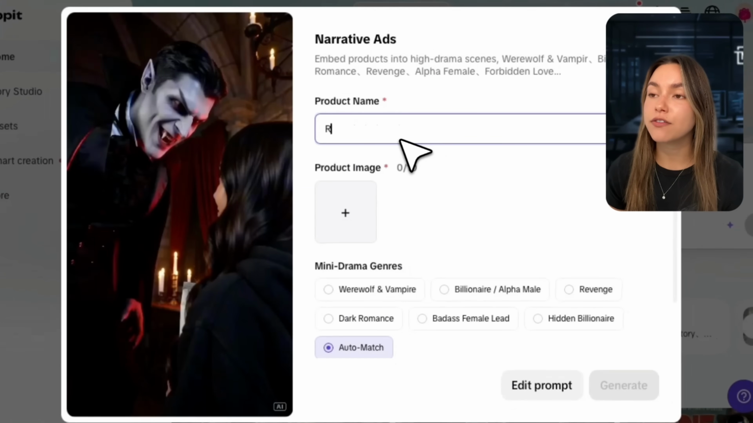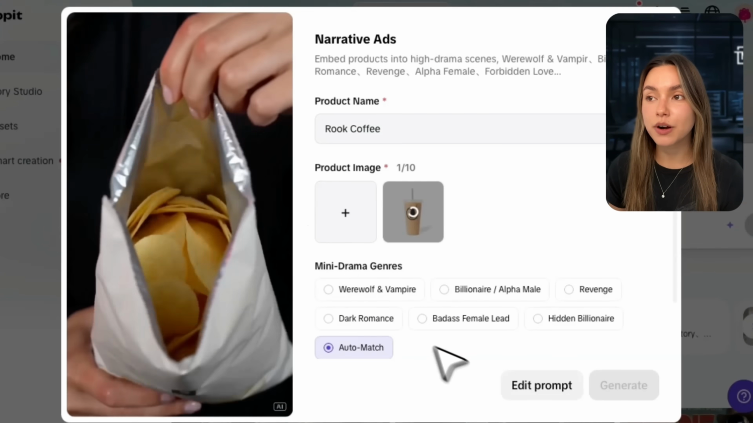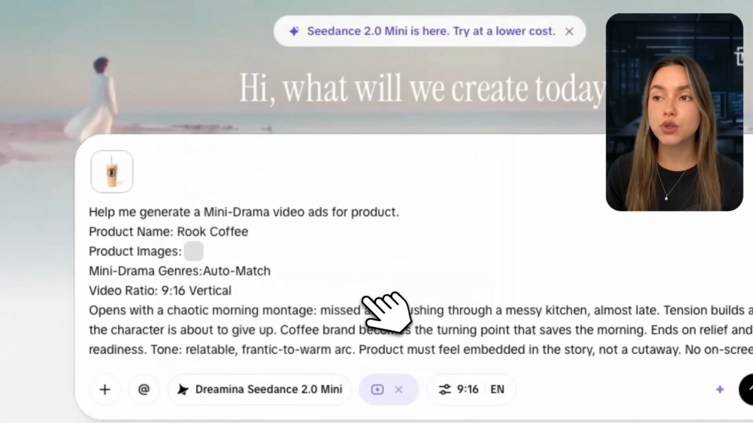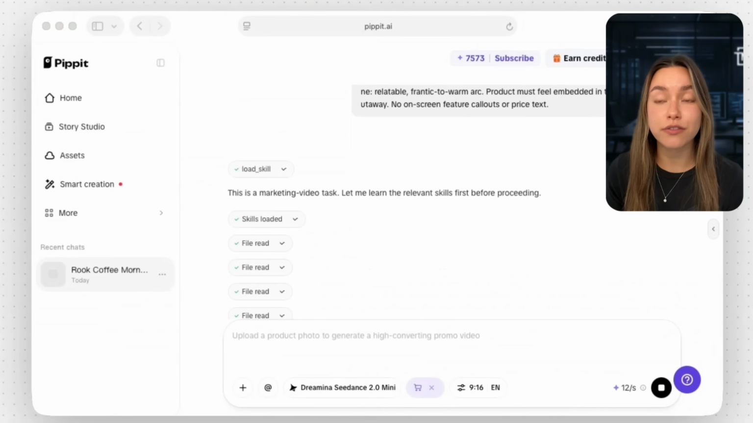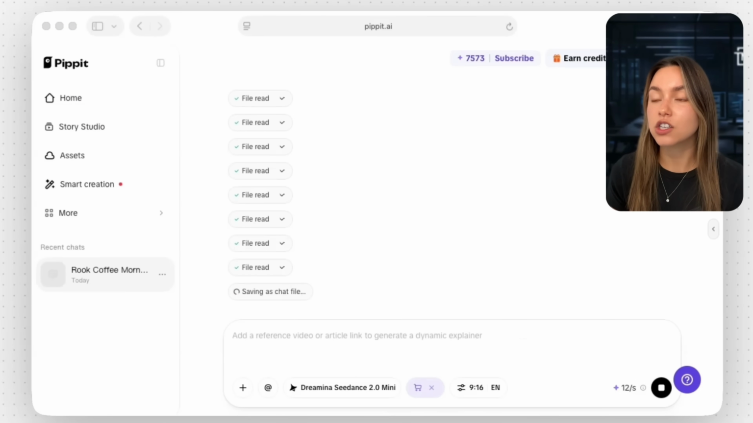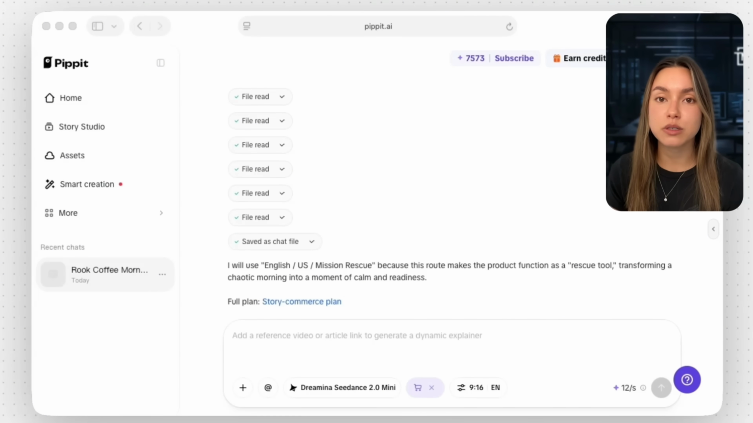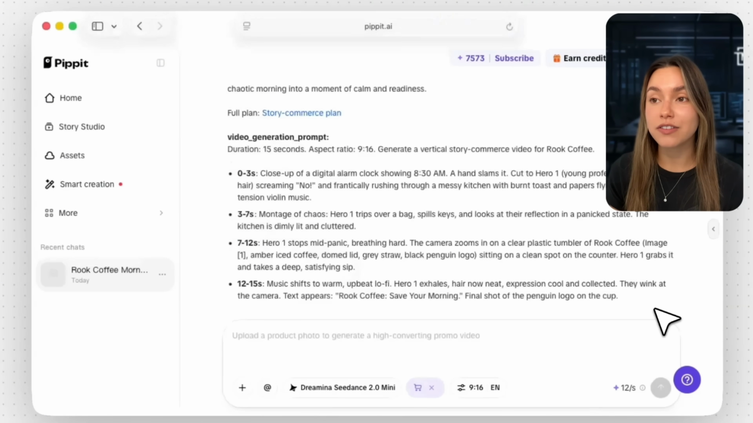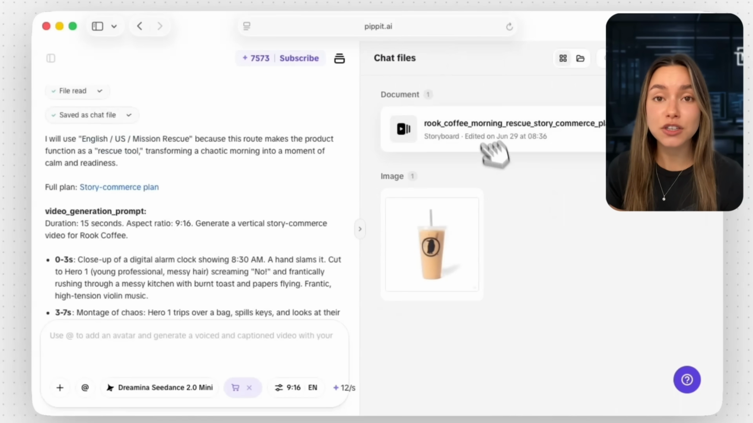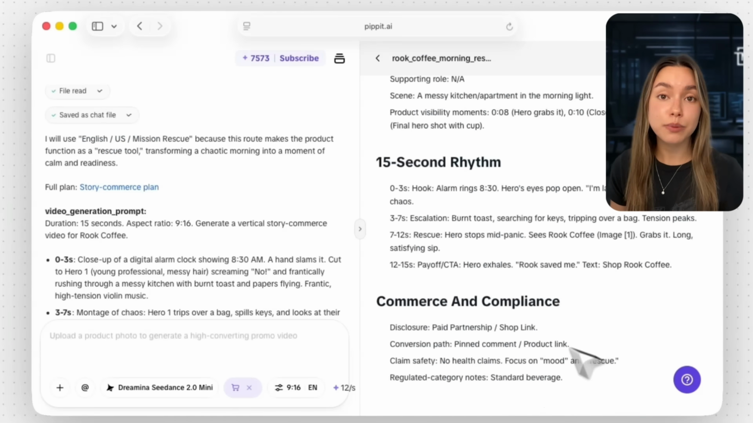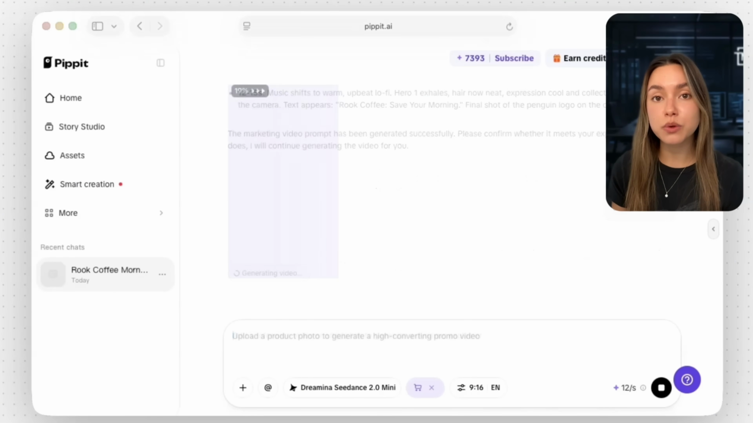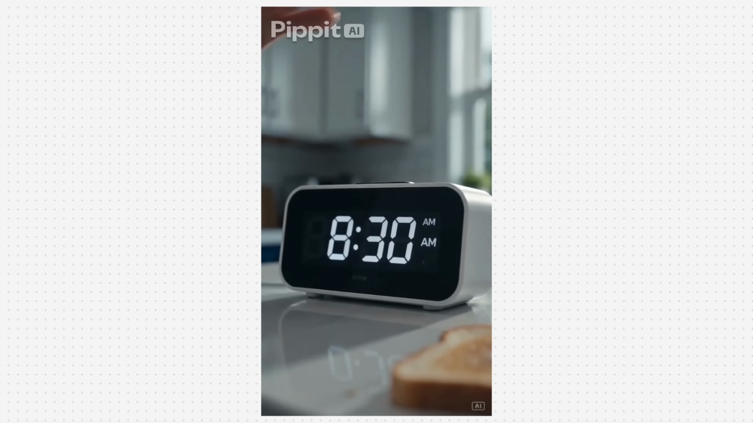I started with the lazy version first on purpose. I had a rough narrative idea: market a coffee brand by focusing on a chaotic, exhausted morning routine. Inside of Pippit, I picked a narrative ad from the marketing shortcuts, handed it my product, and gave it that morning concept. The tool instantly built a complete story framework. It opened with a chaotic montage of missed alarms, built tension as the character was about to give up, and then introduced the coffee as the turning point that saves the day. It actually made the product live inside of the plot. Was it perfect? No, but it was postable with almost no effort.